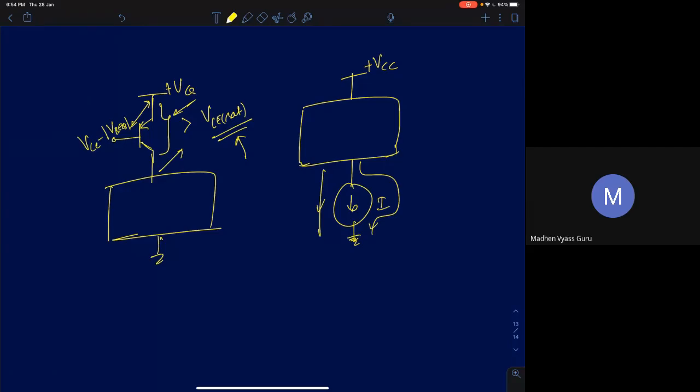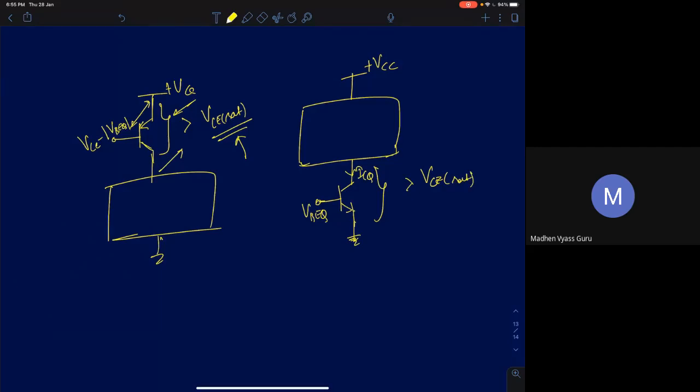The same way, a sinking current source can be replaced and realized using an NPN transistor. I'll call it VB quiescent. This is ICQ. As long as this voltage is greater than VCE SAT, it's all fine.